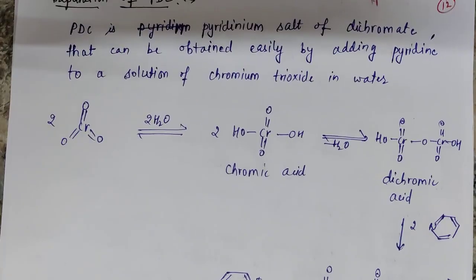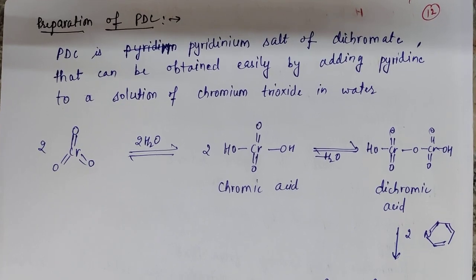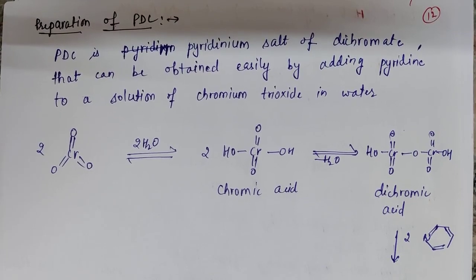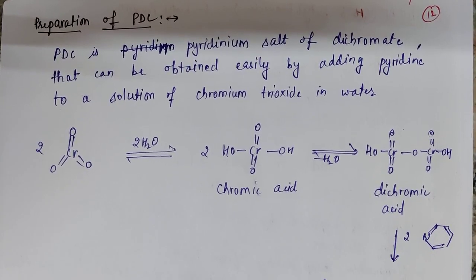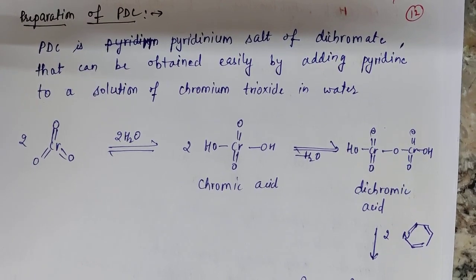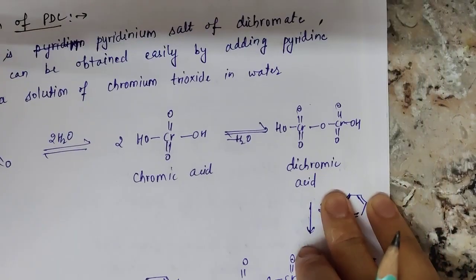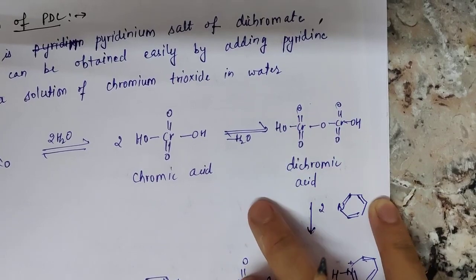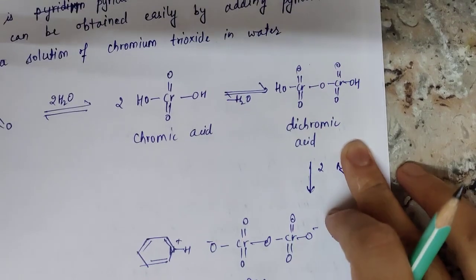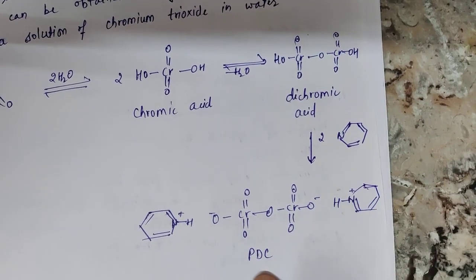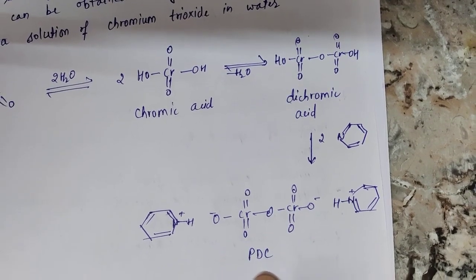Preparation. Now PDC is also prepared from chromium trioxide. Chromium trioxide is first converted to chromic acid on treating it with water, and chromic acid on dehydration becomes dichromic acid. Basically it is getting dimerized with a condensation reaction. Water molecule is being condensed and you are getting dichromic acid. Now to this dichromic acid, pyridine is added to obtain pyridinium dichromate.